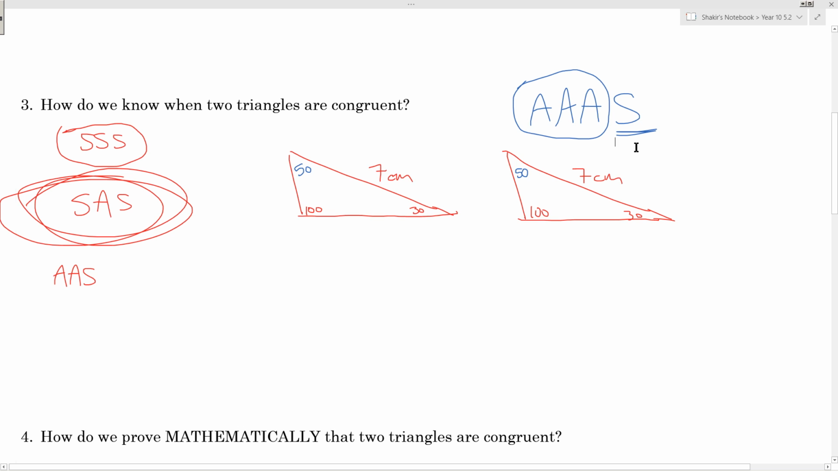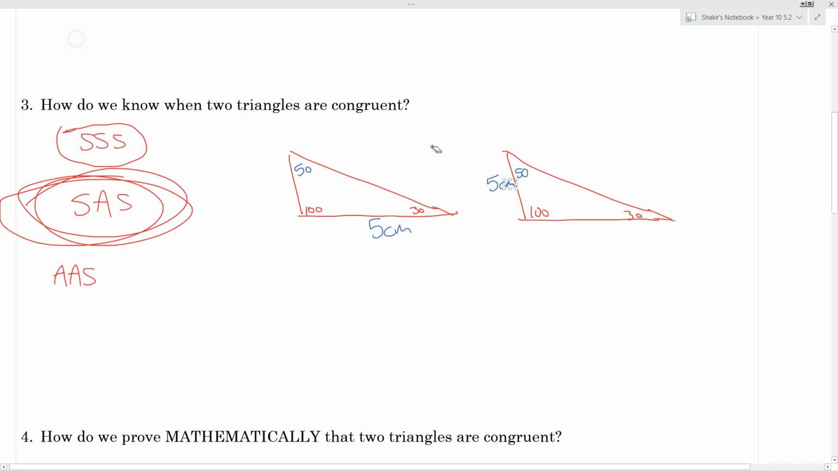Now, make sure you understand that the side which is congruent has to be the corresponding, the matching side. So for example, you can't say that this is 5 centimeters, let's say. Notice that the 130 and the 5 centimeters is between them, so to speak. And then you say, okay, this is 5 centimeters. Those 2 triangles will not be congruent because it's not the matching side. You need to have corresponding. Corresponding means matching. Matching sides and matching angles have to be equal in order to apply these tests.